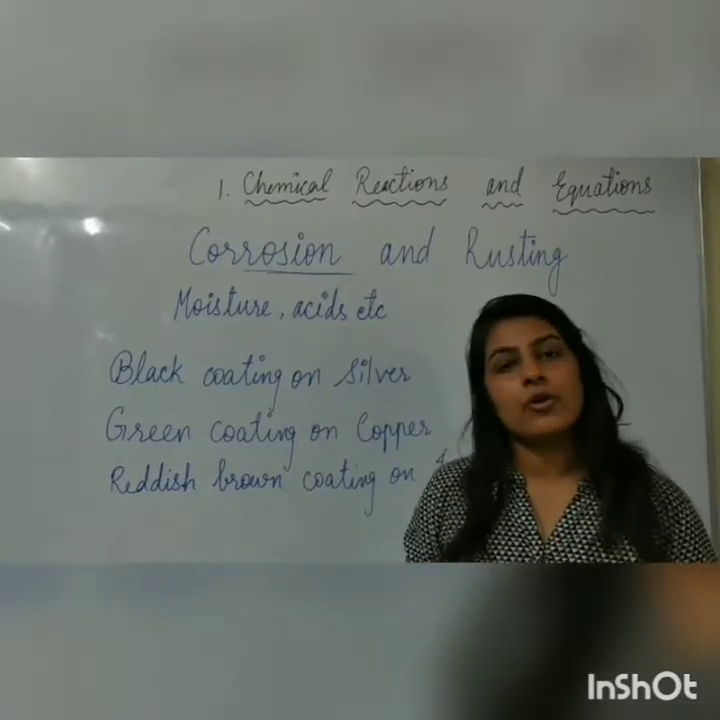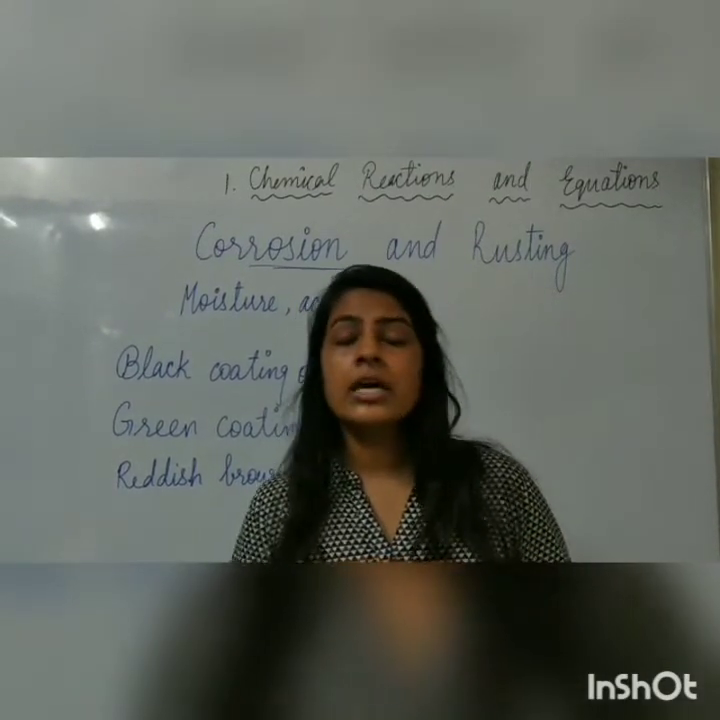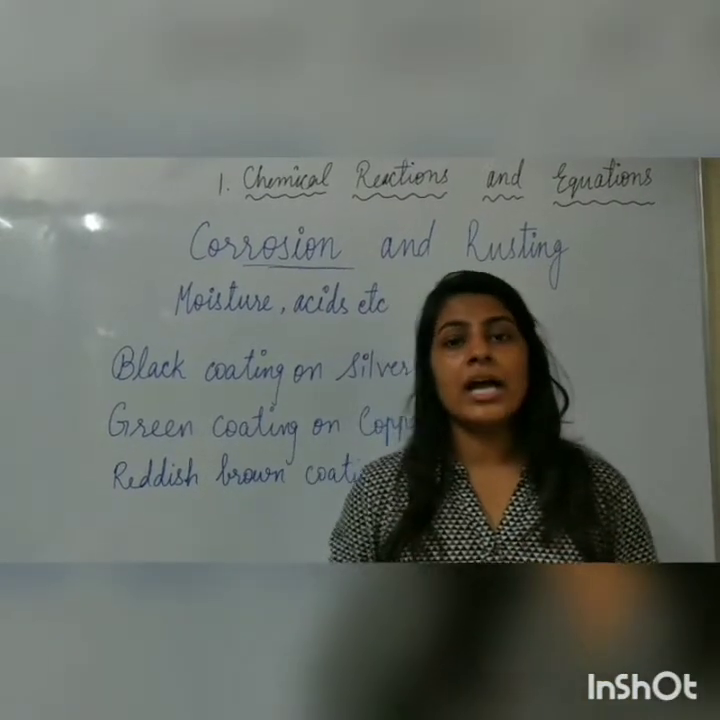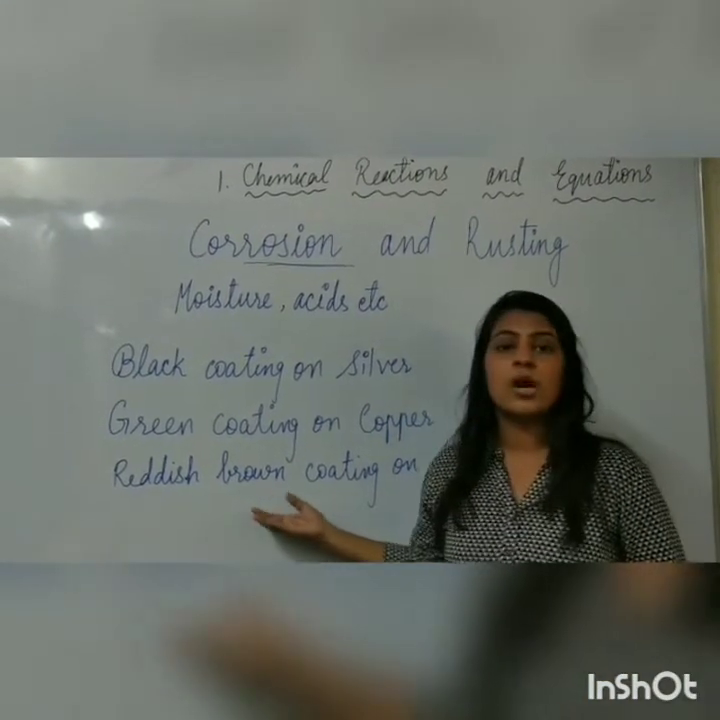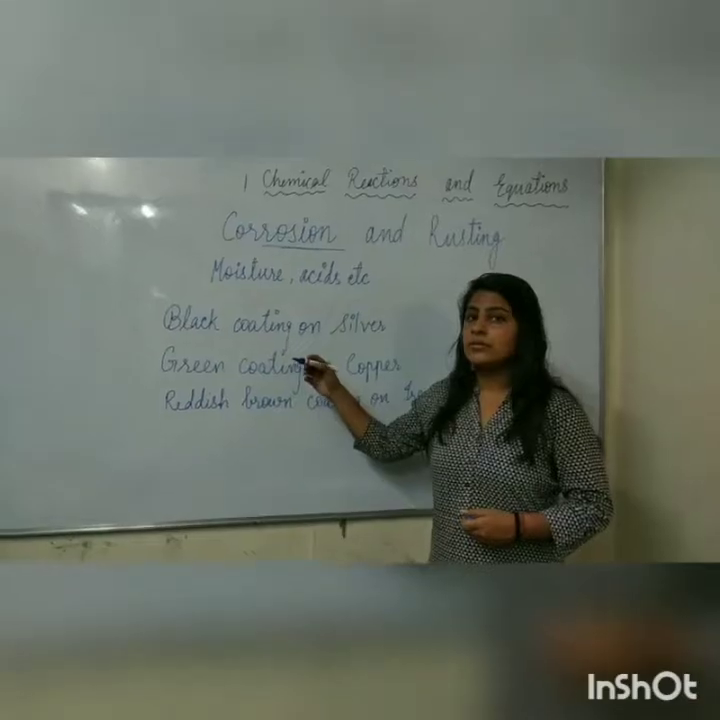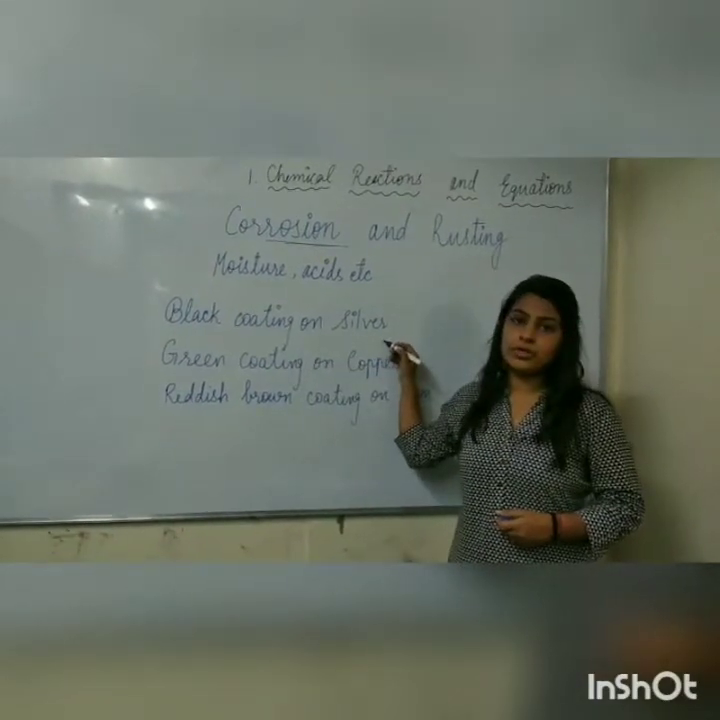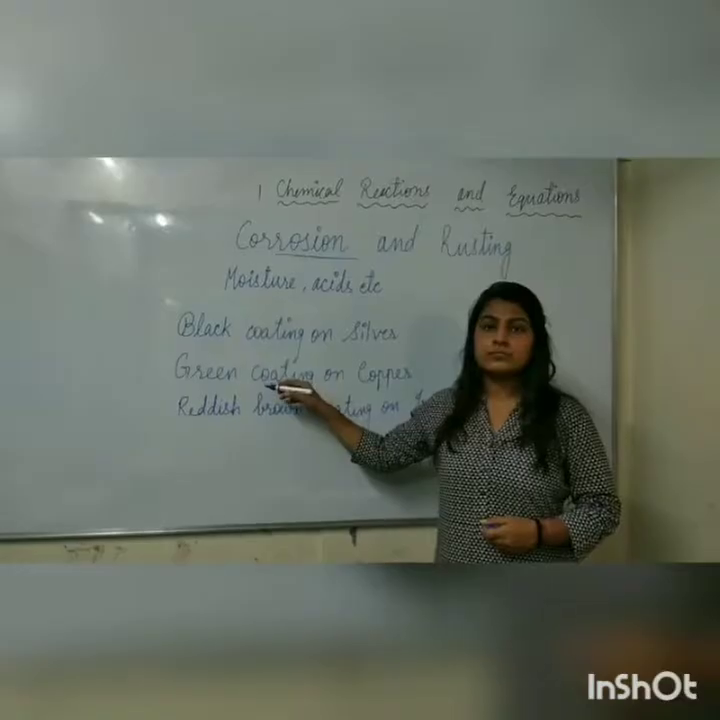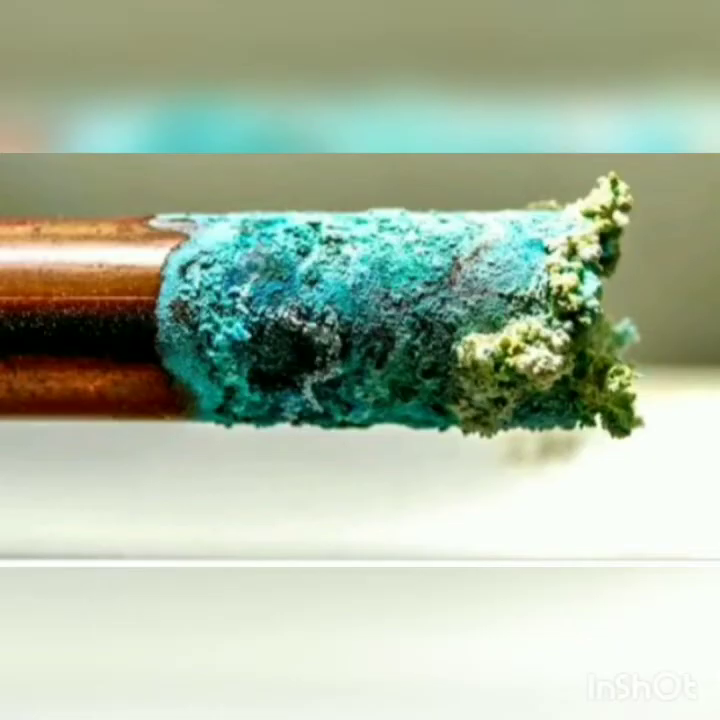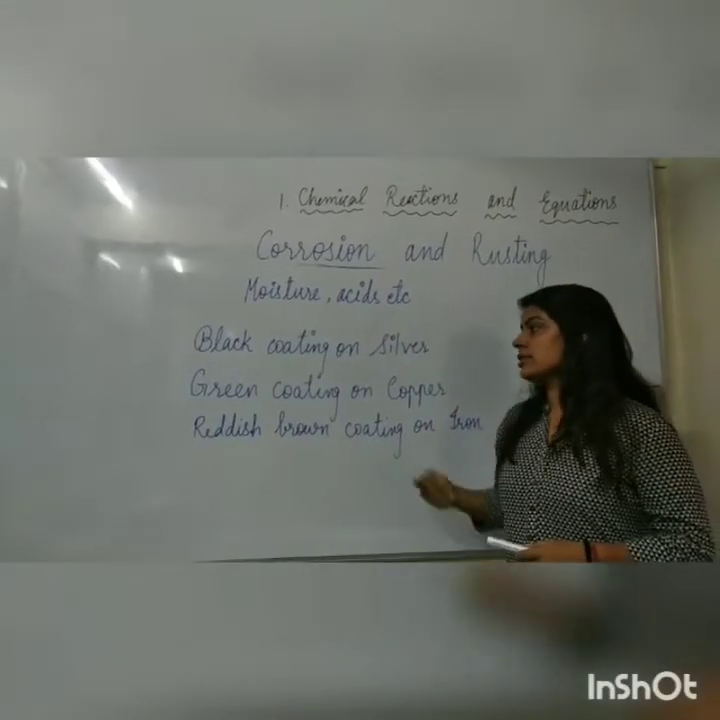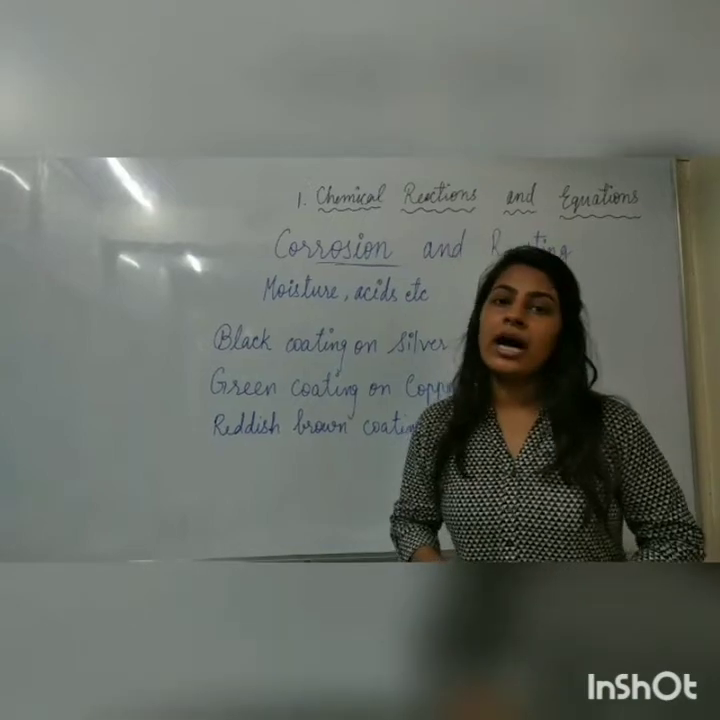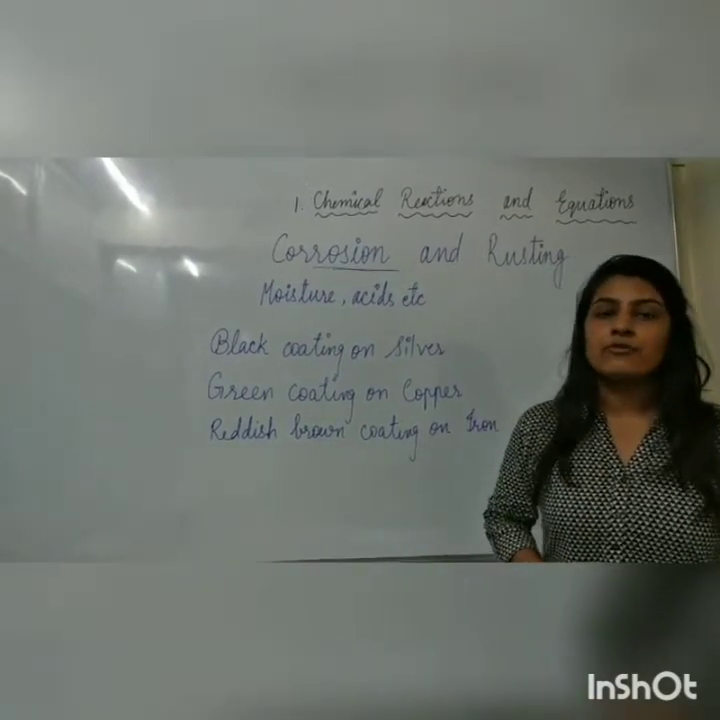You must have observed iron articles. When they are very new, they have a shiny appearance, but with time they get a reddish brown coating on them. Black coating on silver, green coating on copper, reddish brown coating on iron. These are a few examples of corrosion.